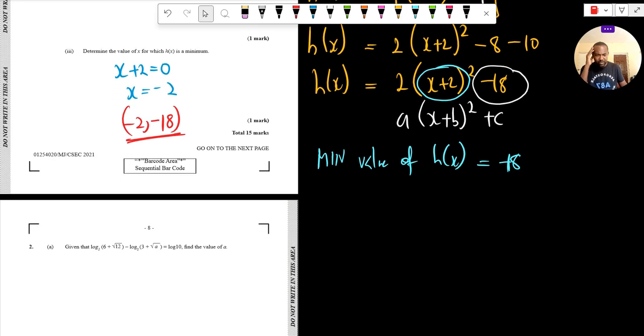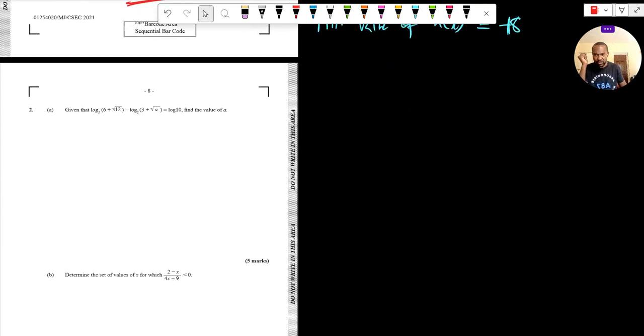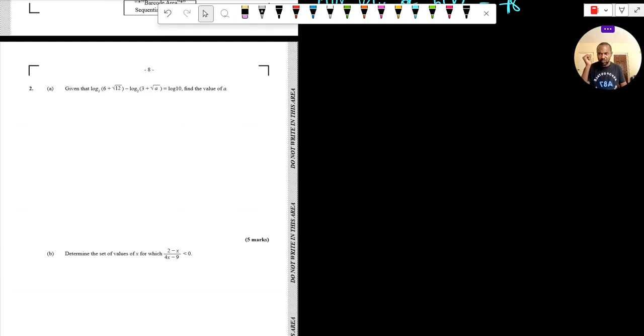So that is question 1 of that section. So we now proceed to doing question 2. Now, question 2 deals with logarithms, right? So let's look at question 2. And logarithms, of course, is a topic that many students struggle with, right? So let's look at number 2.